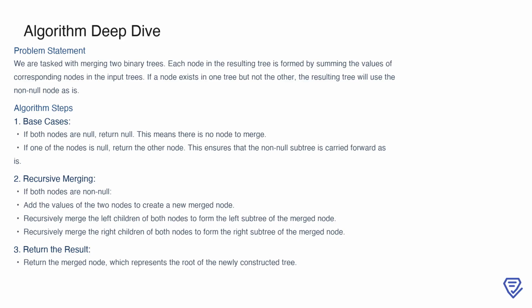First, we handle the base cases. If both nodes are null, there's nothing to merge, so we return null. If just one of the nodes is null, we return the other node, preserving the existing structure of the non-null tree. Next, for non-null nodes, we create a new node by summing their values, then recursively merge their left and right children to construct the left and right subtrees of the new node. Finally, we return the merged node, which becomes the root of the new tree.